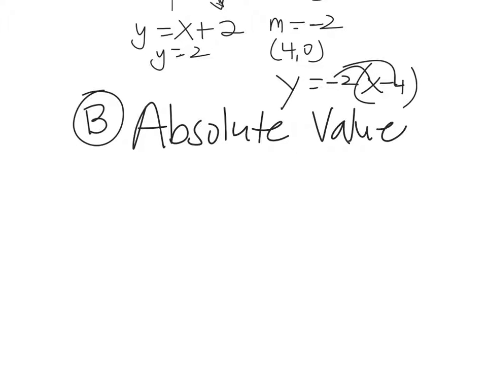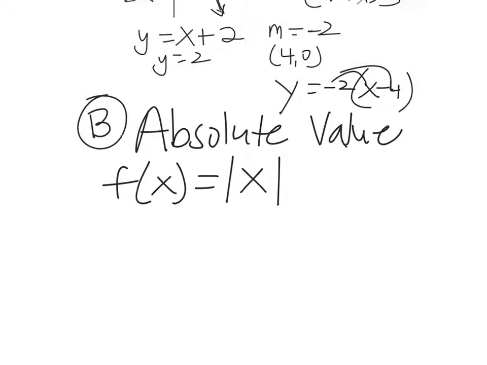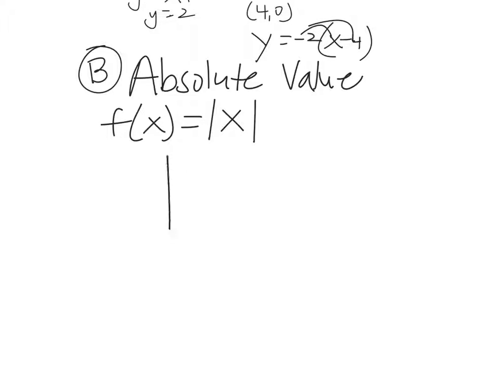Absolute value. So you all know the absolute value function, f of x is equal to the absolute value of x. That's your basic parent function. Is the absolute value graph, just this basic parent function, even, odd, or neither? Even, odd, or neither, which one? You don't remember? Do you remember the shape of it, what it looks like? It's a V. So is that graph even, odd, or neither?